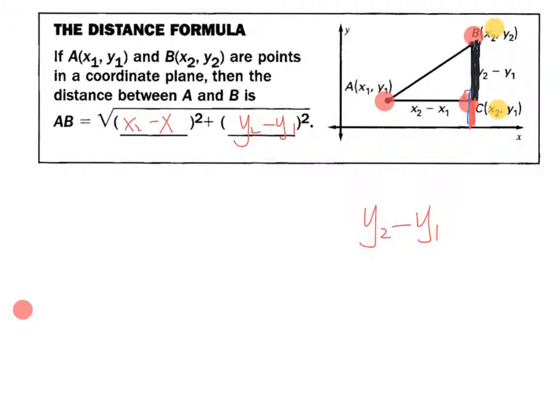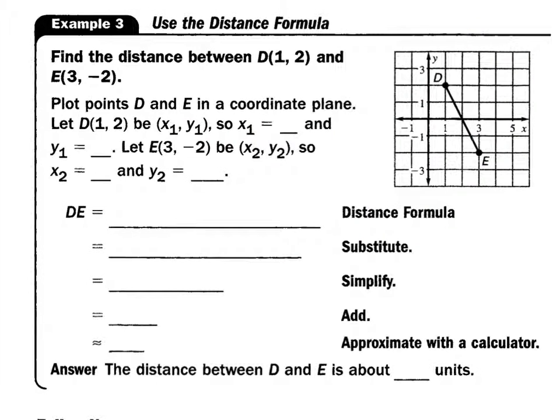And same argument for x1 and x2. Notice that x1 is right here. x2 is from 0 all the way to here. So if I want to know this part, x2 minus x1, I have to use the blue minus the red part here. Okay? And then, of course, I used the Pythagorean theorem because that was a right angle right there.